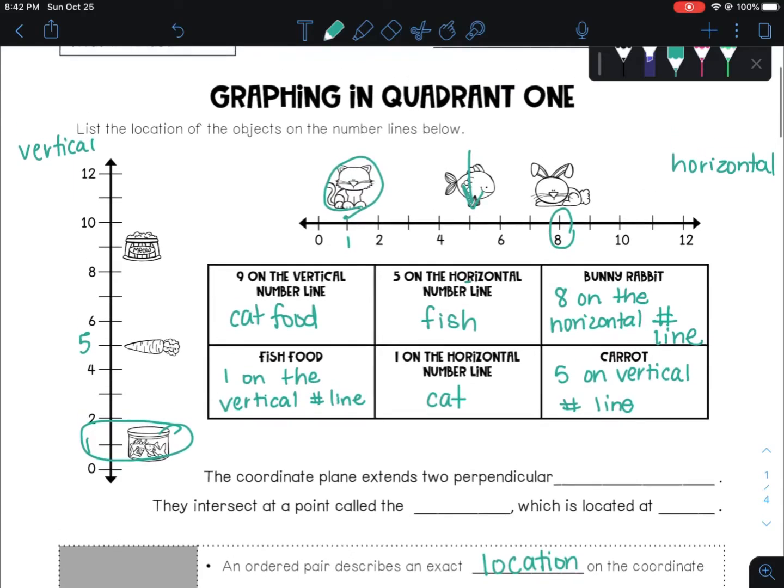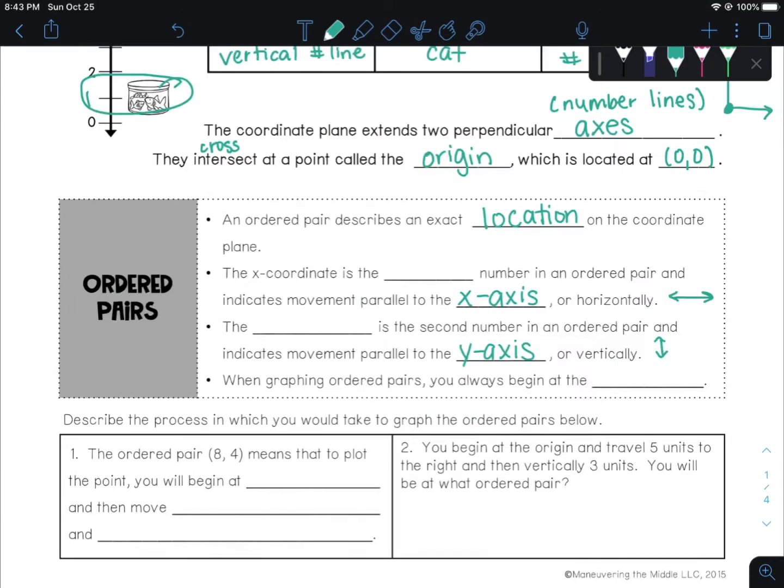Okay. So the reason we're talking about these two types of number lines is that if you cross them, you put them together, they actually create what's called a coordinate plane. And the coordinate plane is two perpendicular axes, which are really just two perpendicular number lines. Okay? They intersect, meaning where they cross, at a point that's called the origin. And that point is just 0, 0.